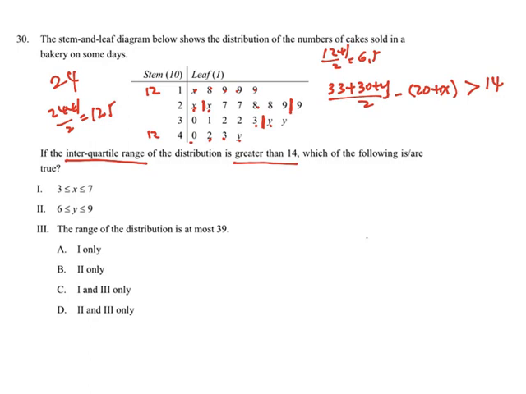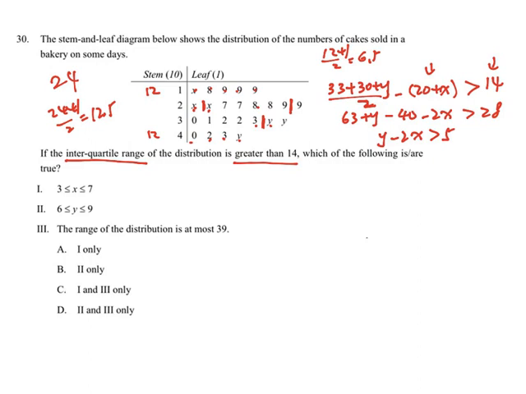Then we simplify. For this 63 plus y, because there's only this with denominator 2, we need to multiply by 2 to this term and this term. So it becomes minus 40 minus 2x greater than 28. So we simplify: y minus 2x is greater than 5.